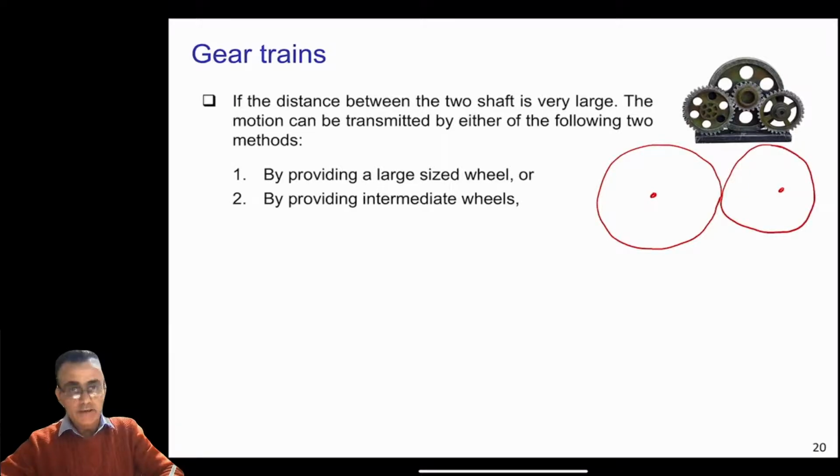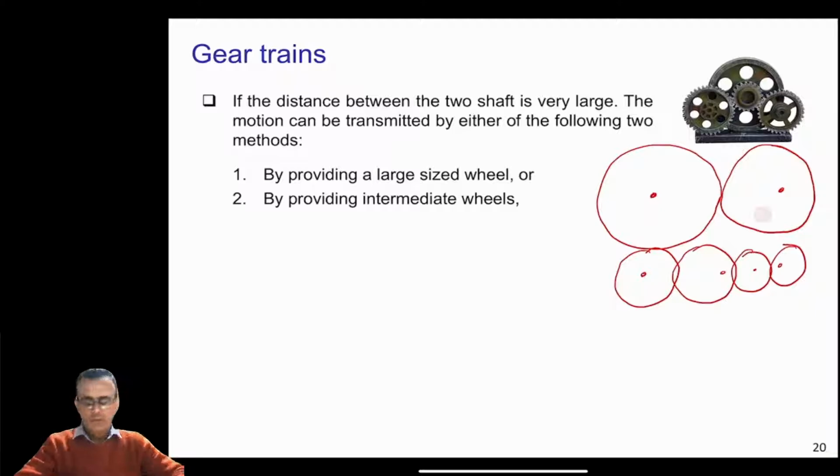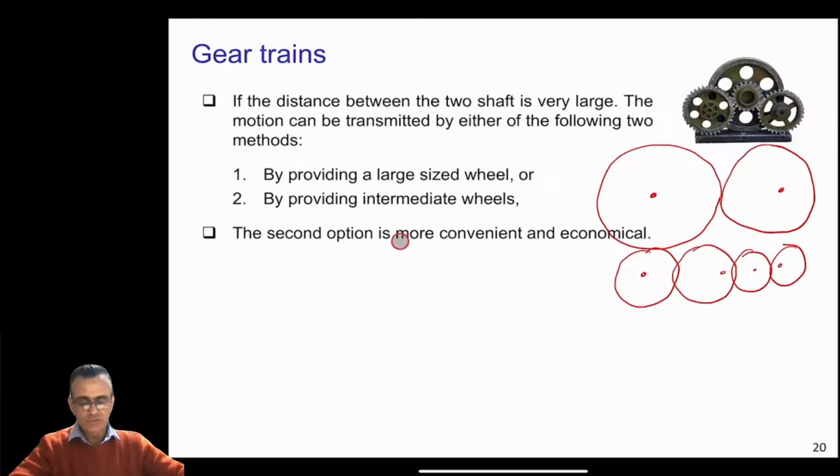or another option is that you can use some intermediate wheels. So you will just do something like this, by providing intermediate wheels, as you can see in this case here. The second option is more convenient and economical, as it will save you a lot of material.